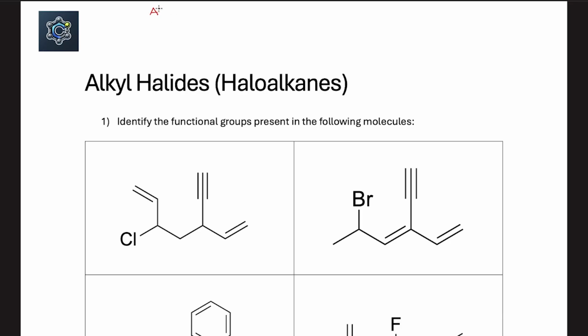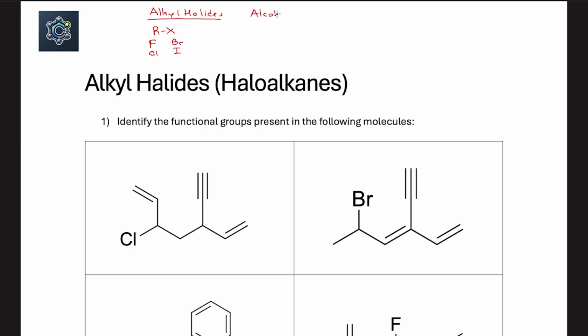Alkyl halides, or haloalkanes. I know some courses call them haloalkanes. I'm used to calling them alkyl halides, so I'll just continue calling them alkyl halides. They have the general formula RX, where X could be fluorine, chlorine, bromine, or iodine.